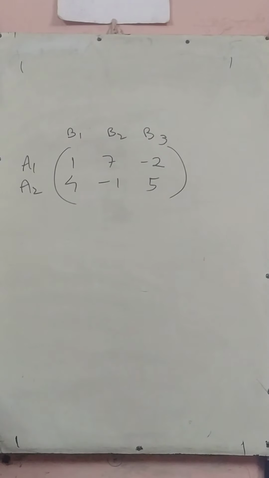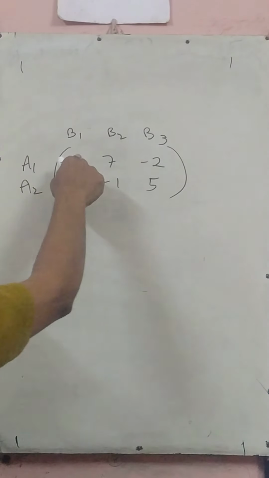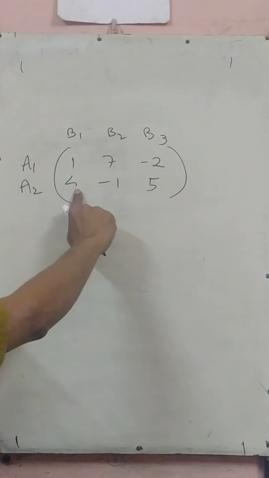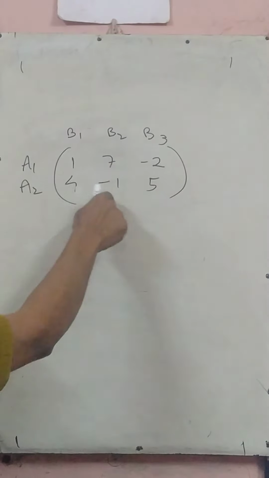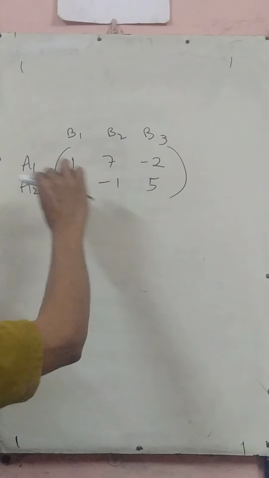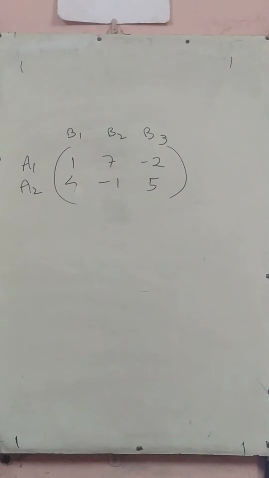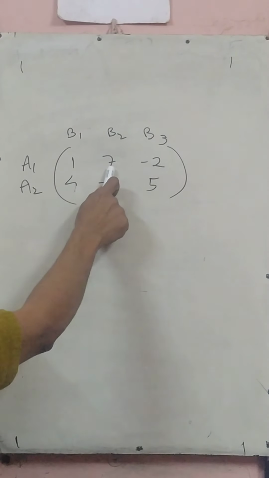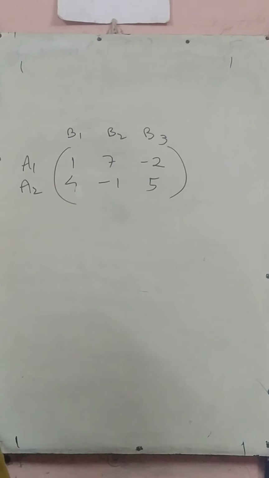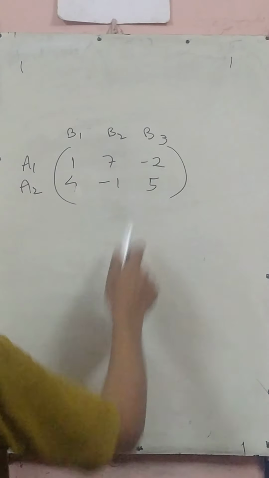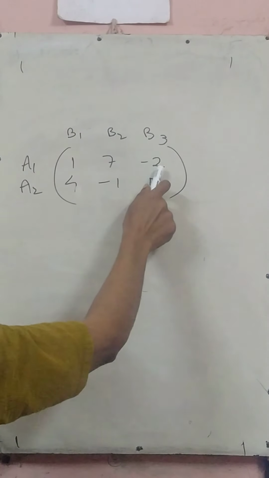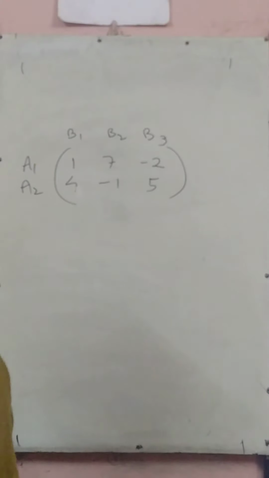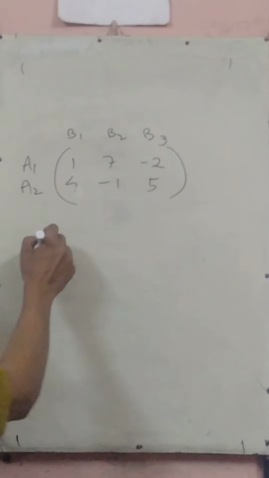But if you look at this situation, there is a problem: no row can dominate, because this 1 is of course less, and 4 is bigger, but 7 is bigger, so we cannot apply row dominance. Row means any row should be greater than another row, and column wise, any column's individual values should be less than the other values. So 1 is less than 7, but 4 is not less than minus 1, and minus 2 is smaller, but 5 is bigger. So there is the problem. This is the reduced matrix.